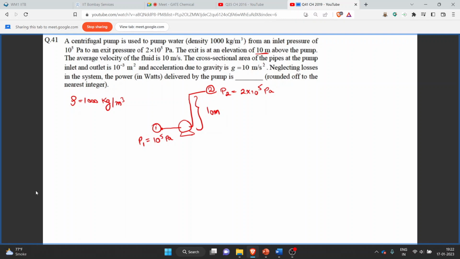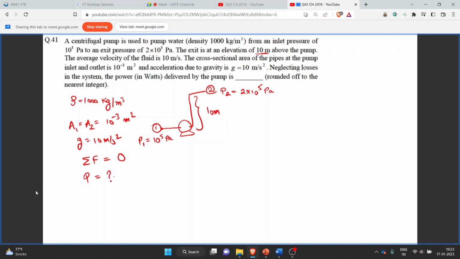Now we have been given that the cross-sectional area of the pipe at inlet and outlet is 10 raised to minus 3 meter square. So area at 1 is equal to area at 2. Both the areas are the same, 10 raised to minus 3 meter square. Gravitational constant is given as 10 meter per second square. Neglecting the losses in the system, so it has been given that the frictional losses should be neglected, so we'll just consider it as 0. Then we have been asked the power delivered by the pump is dash.